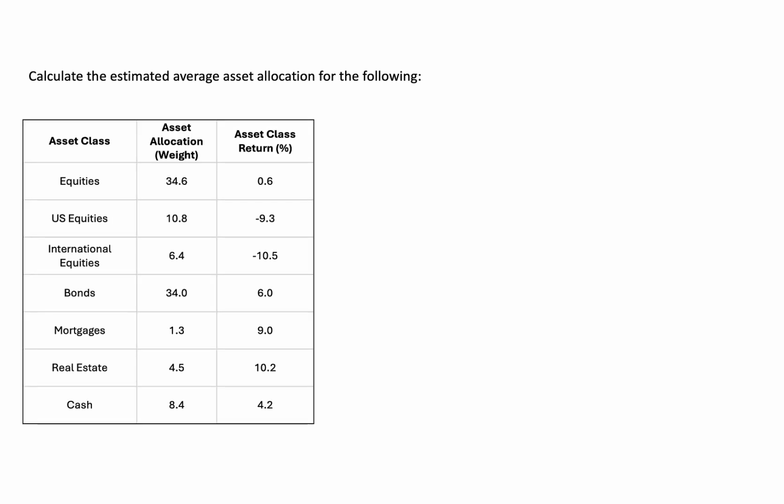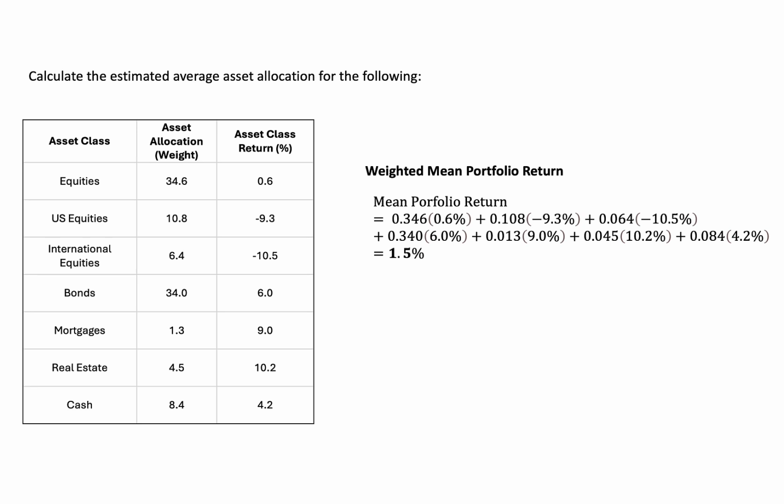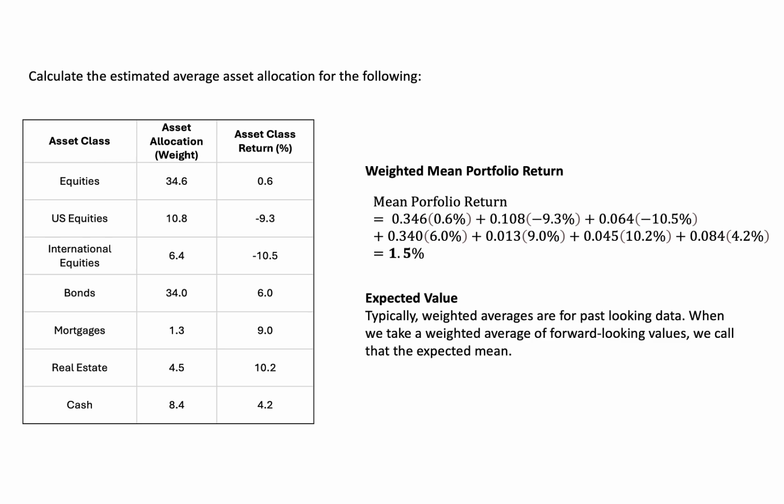Okay. Let's look at another example here. Calculate the estimated average asset allocation for the following. So suppose I have the weights here and the average class return here, I can calculate the mean portfolio return using the weighted average as follows. Now, excuse me, the one thing I did want to call out is when we look at weighted average, we are typically looking at past or historical data. When we take the weighted average of forward-looking values, we call those the expected mean. What is the expected outcome?